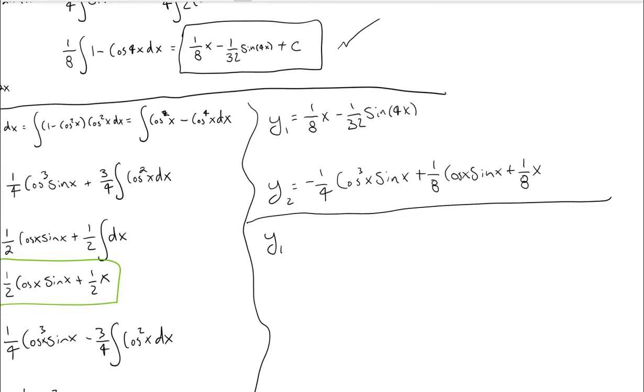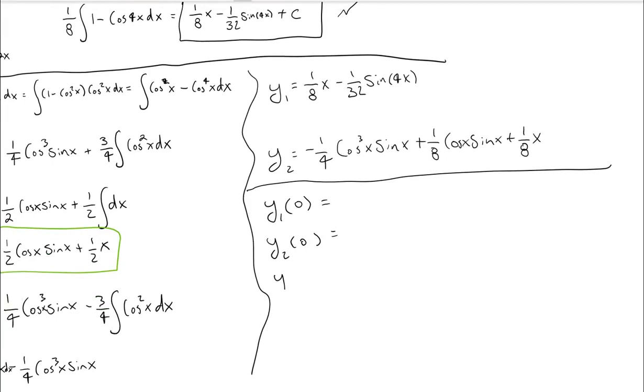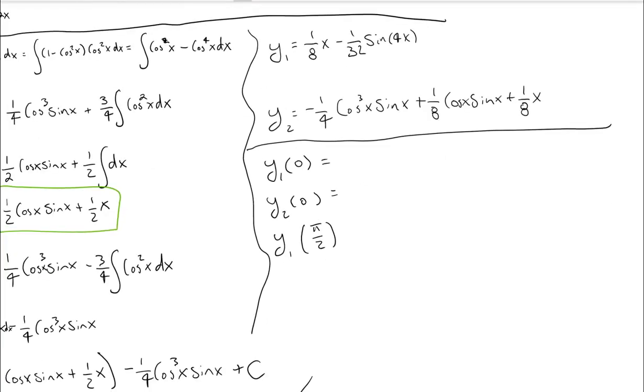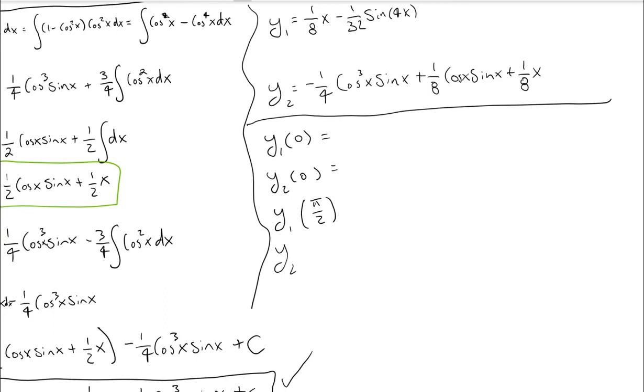Let's plug in 0. We'll plug in pi over 2. And then let's do one more. And obviously this isn't a rigorous way of proving if they're the same thing, but it's pretty good.